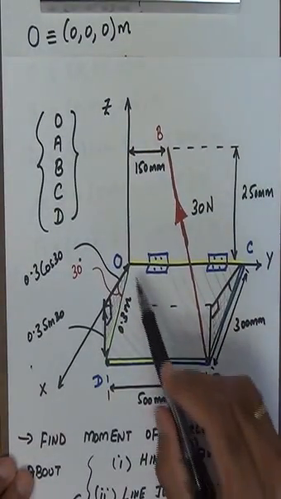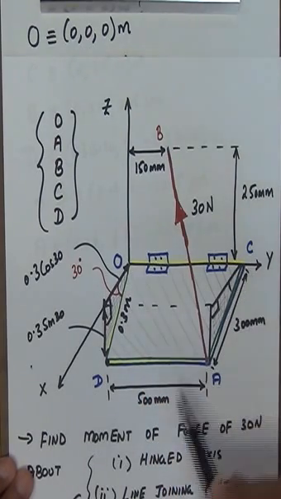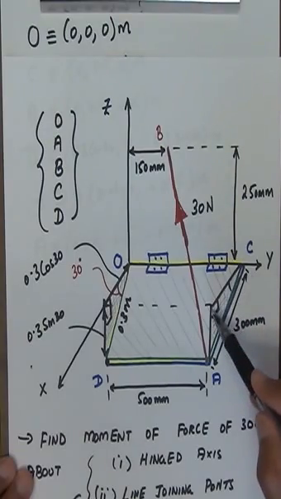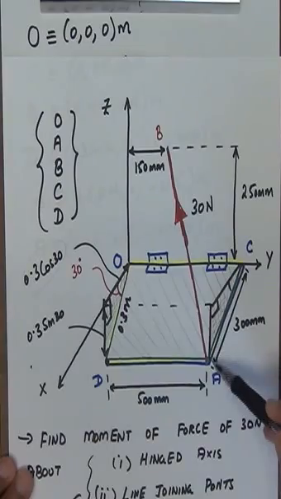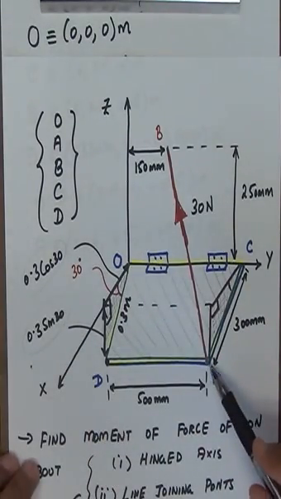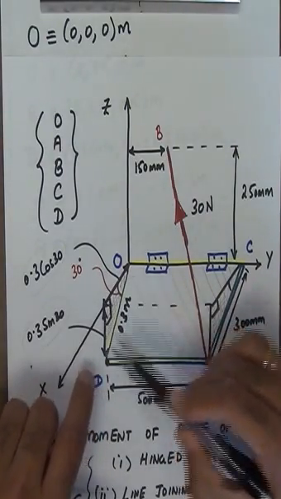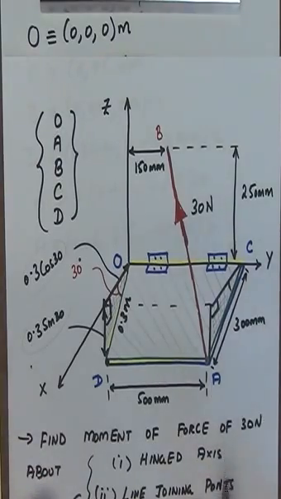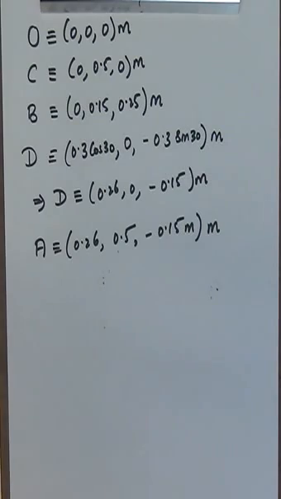And then lastly we come to the point A. Look at the point A. To reach the point A from the origin, I travel along the positive y-axis by a distance of 0.5 meters. Then I travel along the positive x-axis by a distance of 0.3 cosine 30. And then I travel along the negative z-axis by a distance of 0.3 sine 30. And so point A shares the same coordinates as point D along the x and the z-axis, but is at a distance of 0.5 meters along the y-axis. And we have those coordinates written down here for the point A.